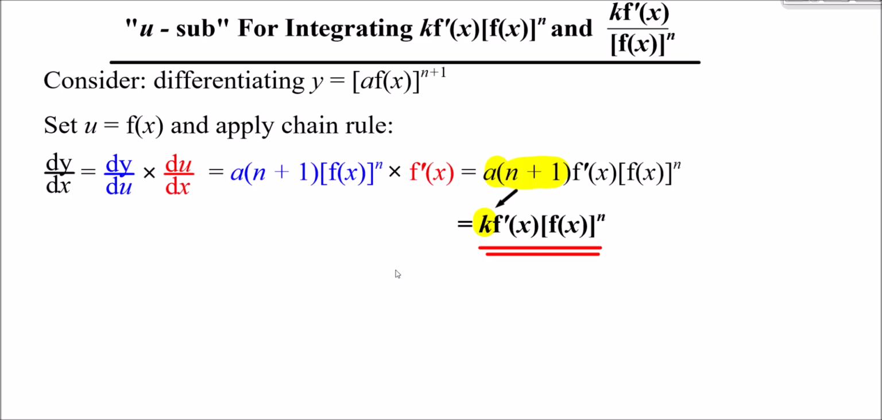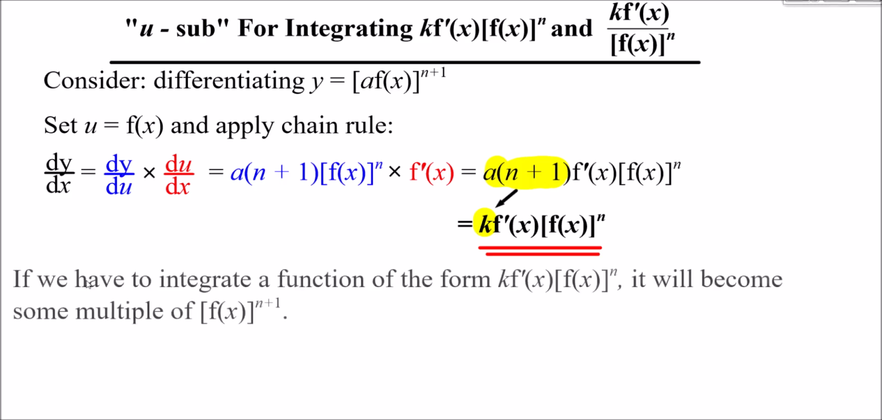So essentially what I'm saying here, the conclusion to make is, if we have to integrate a function of this form here, it will integrate back into something like this. It'll be some multiple of f of x to the n plus 1, and I've called the multiple here a.